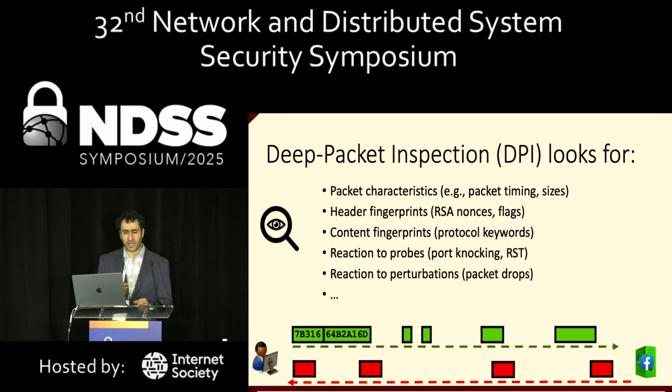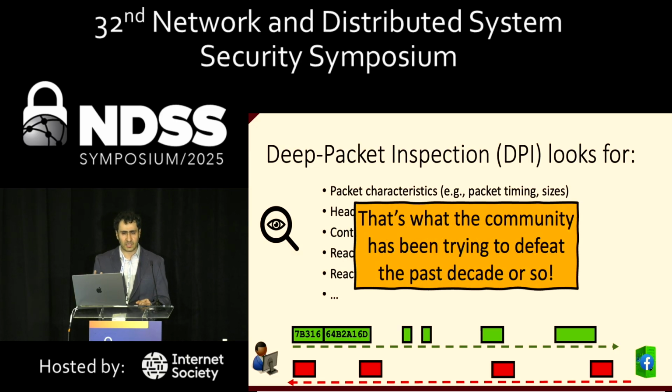These include looking for packet characteristics like timing and sizes of packets, looking for headers and trying to identify signatures of traffic that might imply this is a proxy. Also sending probes to servers, trying to see how they react, and based on that, deciding whether this should be blocked or not. But regardless, this is a very powerful capability provided to the censors. And I want to say defeating deep packet inspection has been pretty much the biggest headache for the circumvention community. And this is what the community has been trying to defeat, I want to say, in the past decade or so.